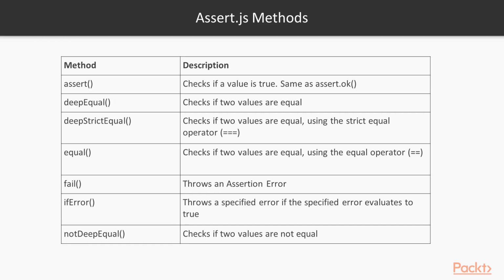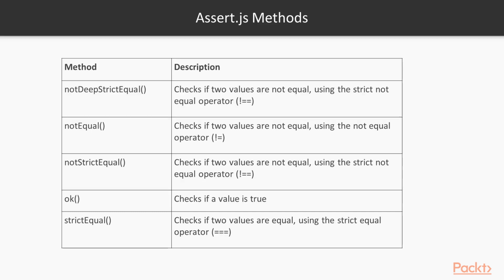Here are some of the methods of Assert.js. Basically, it's a module. The first method is assert. You can use this method to check if a value is true. It is similar to assert.ok. You will have deepEqual, which checks if two values are equal. You will see deepStrictEqual, equal, fail, ifError, notDeepEqual. You will also see other methods: notDeepStrictEqual, notStrictEqual, ok, and strictEqual.